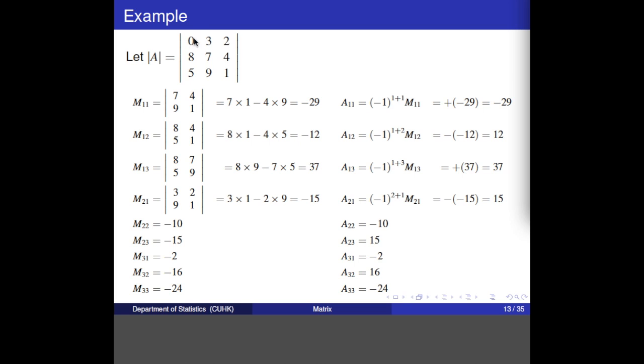First, we need to delete the first row and first column. So we get this form. Then we use the formula of calculating determinant of 2 times 2 square matrix, and the minor is equal to -29. Then we find the cofactor by using the formula on the previous page. The cofactor of the element on first row and first column is equal -1 to power 1 plus 1 times the minor. Therefore, the cofactor is equal to -29. The similar steps for calculating the minors and cofactors of the other elements of A are shown below.